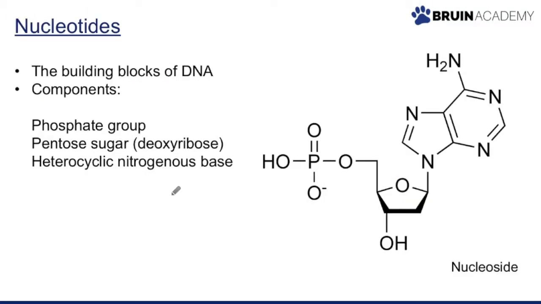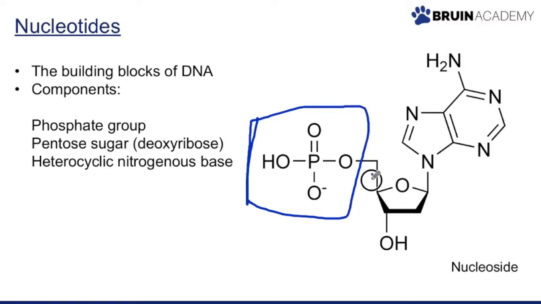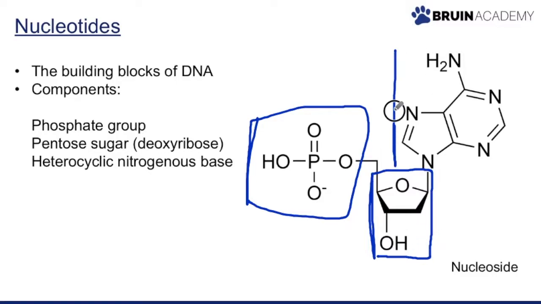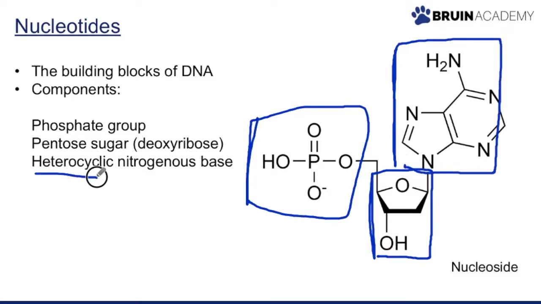Nucleotides are considered the building blocks of DNA, and they're composed of a phosphate group, a pentose sugar, in this case deoxyribose for DNA. The reason it's deoxyribose is because you would imagine that there should be an OH over here, a hydroxyl, as there is in ribose, but in deoxyribose that OH is no longer there. And then the last component is a heterocyclic nitrogenous base. Just to clarify, the heterocyclic term basically refers to the fact that the atoms that compose the ring are different types. So for example, this one has carbon and nitrogen making up the ring.